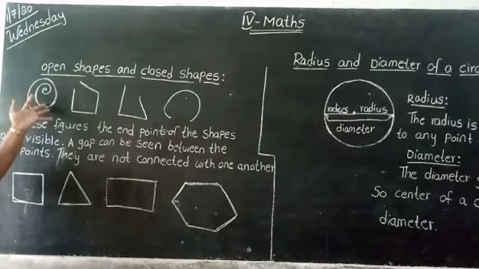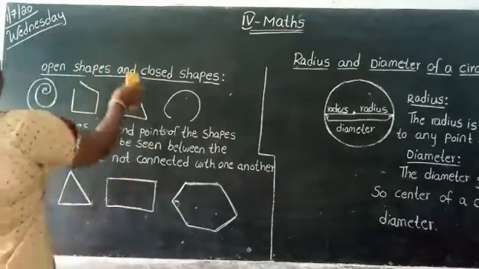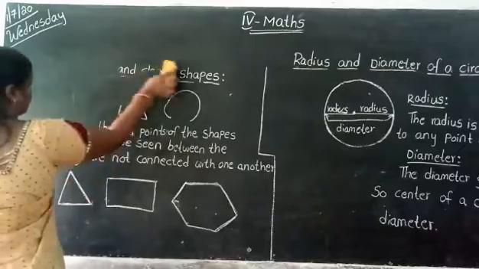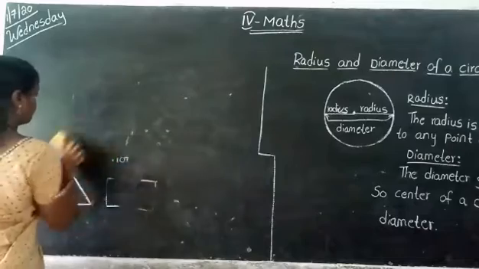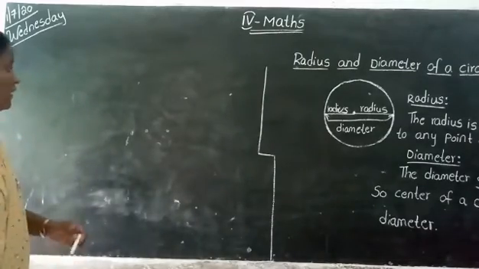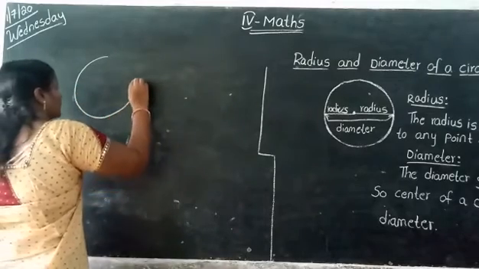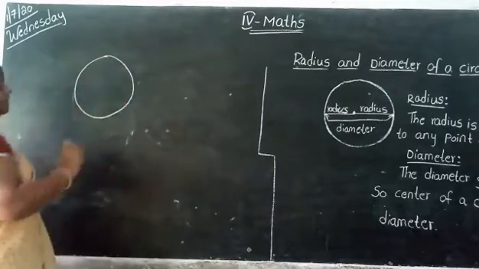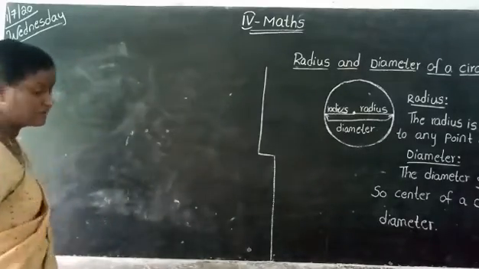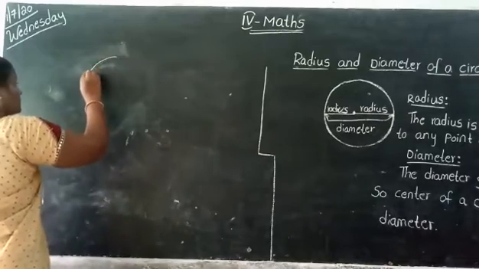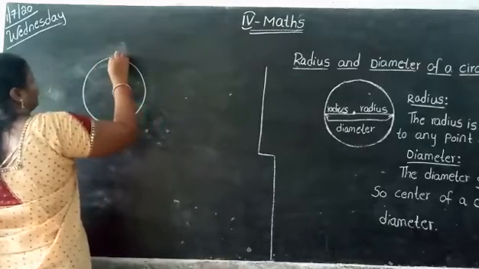These are open shapes and these are closed shapes. And one more closed shape is there. That is a circle. What is that? Circle. See here, one more closed shape is there. This is a closed shape. This is a closed curve figure. This is the circle. Closed curve figure.